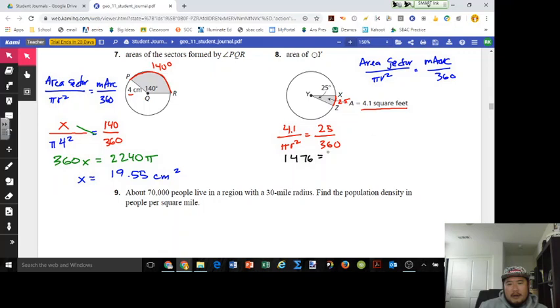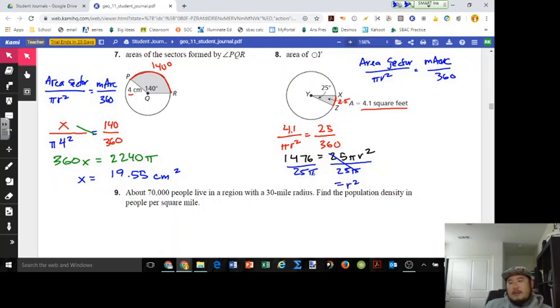1,476. And that right there is going to be equal to 25 pi r squared. All right. So then we got to figure out what r is. In order for us to do that, we can go ahead and divide both sides by 25 pi. That cancels the 25 pi out, and we now have r squared is equal to all of this right here.